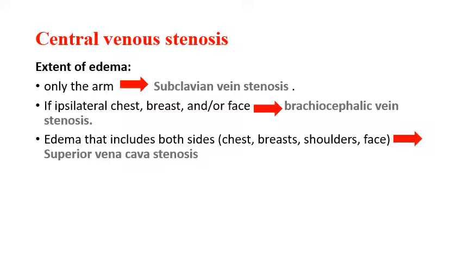If the swelling involves only the arm, this is subclavian vein stenosis. If it involves the same side of the chest, breast and or face, this is brachiocephalic. If it involves both sides with the breast, shoulders and chest, this means superior vena cava obstruction. You can find the veins dilated on the chest of the patient.